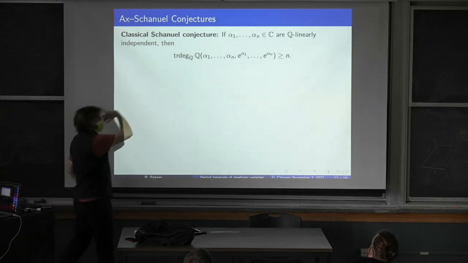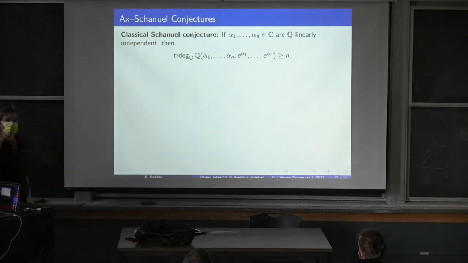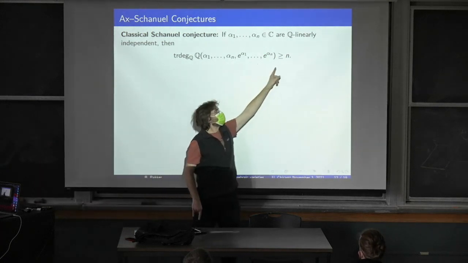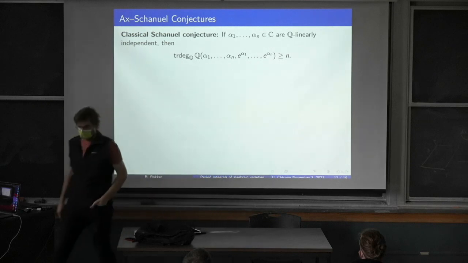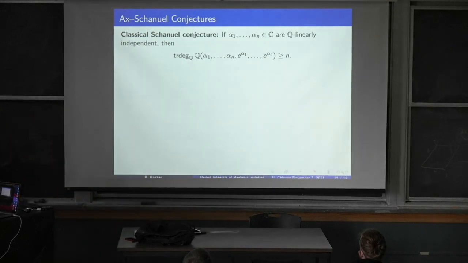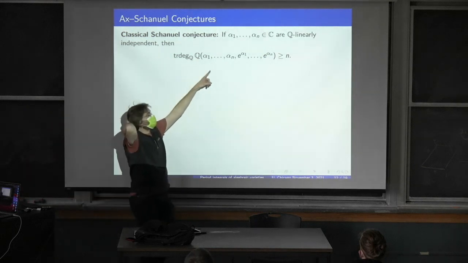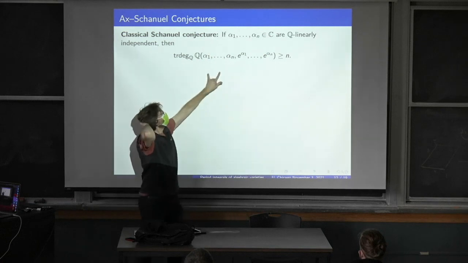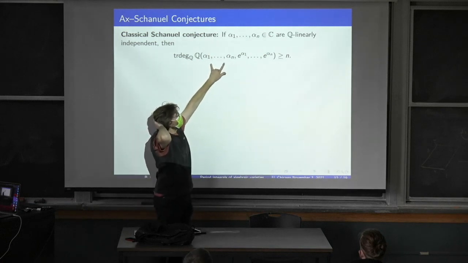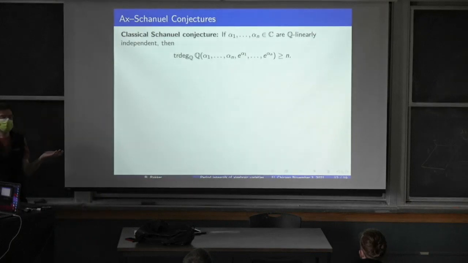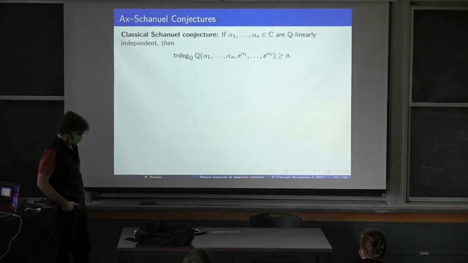It says that if you take n complex numbers which are Q-linearly independent, then the transcendence degree of those numbers plus their exponentials is bigger than or equal to n. Okay, so let's digest this for a second. One consequence of this is if I take my alpha 1 through alpha n to be algebraic numbers, then of course this part adds nothing to the transcendence degree. So it's saying the exponentials of algebraic numbers are algebraically independent. Okay, so we're recovering the Lindemann-Weierstrass theorem from this more general conjecture.